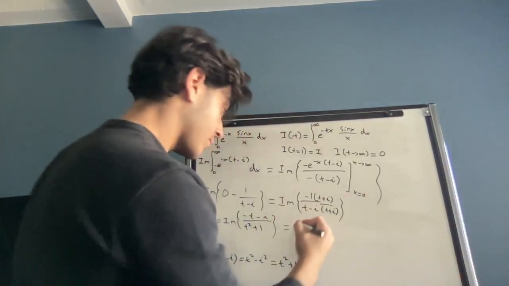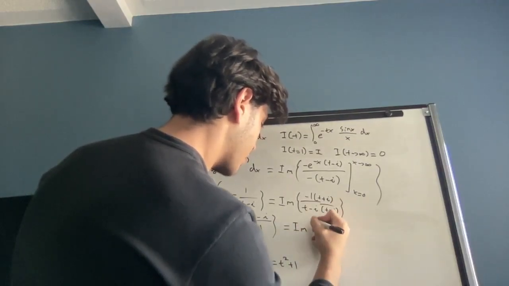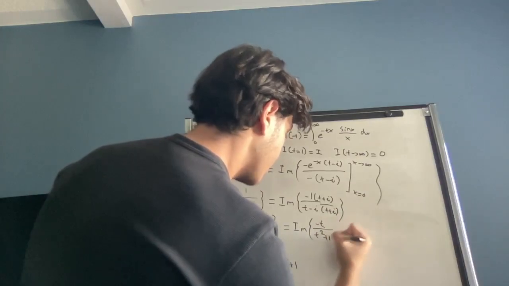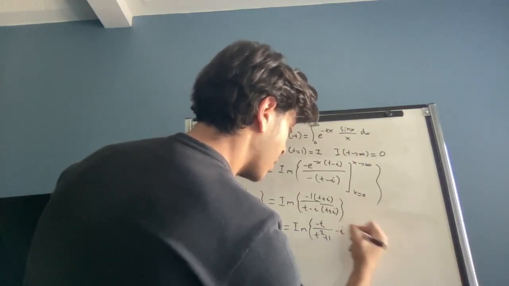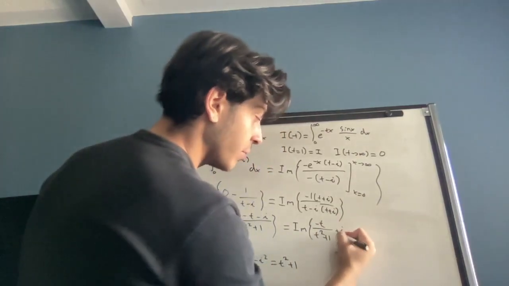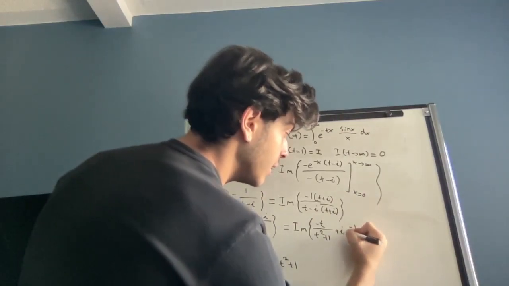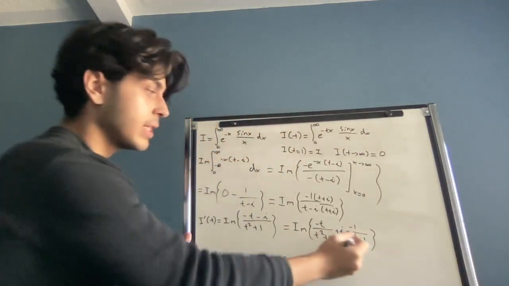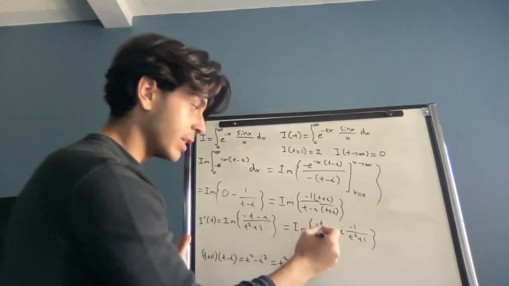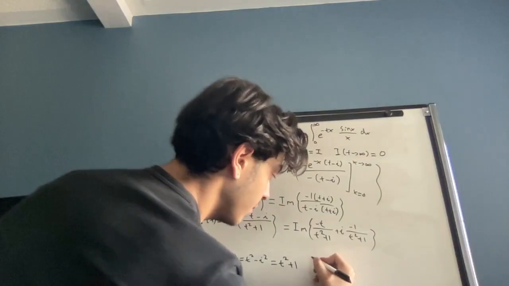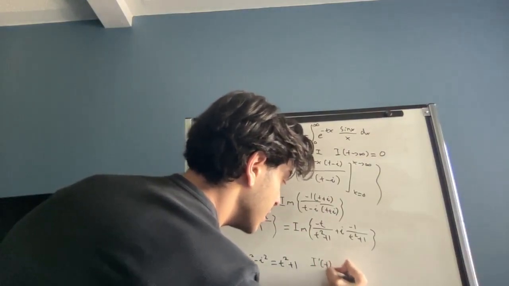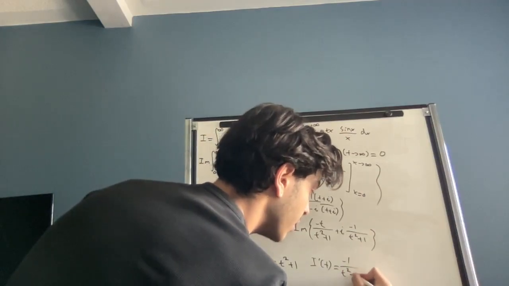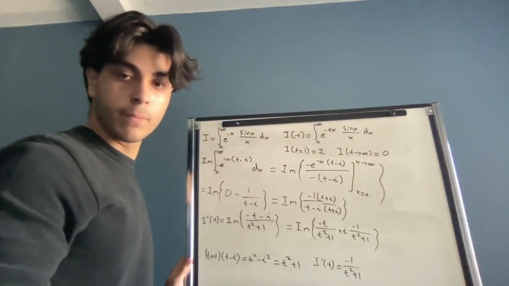Expanding this out, we get the imaginary part of negative t over t squared plus 1 minus i, or we can do plus i and then multiplied by negative 1 over t squared plus 1. This way you can more easily see that the imaginary part, or I prime of t, is equal to negative 1 over t squared plus 1.